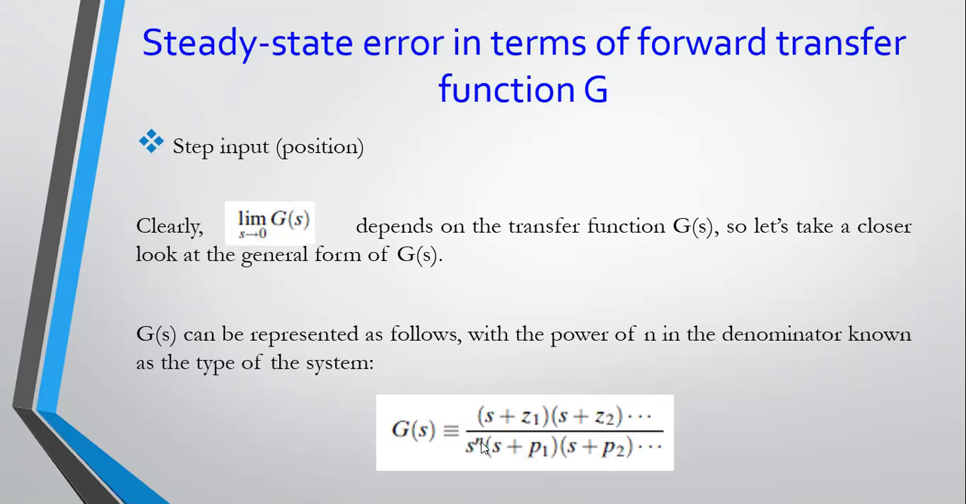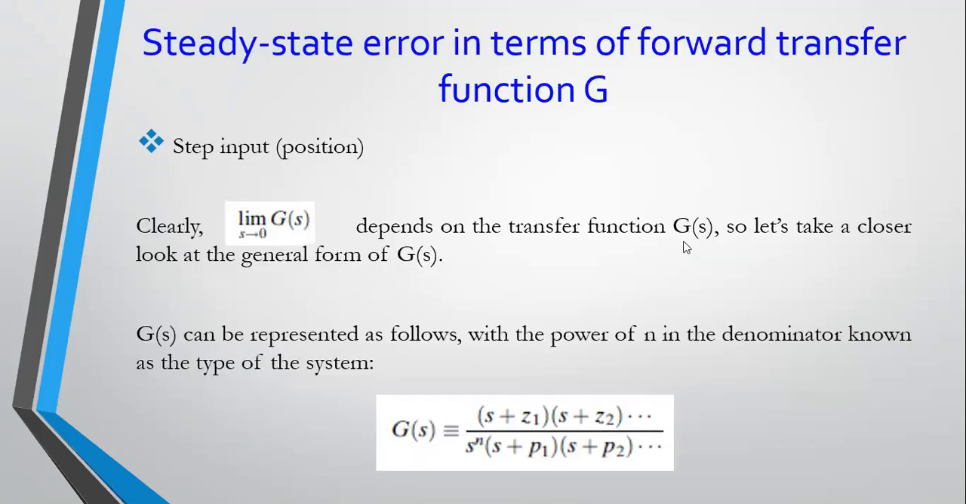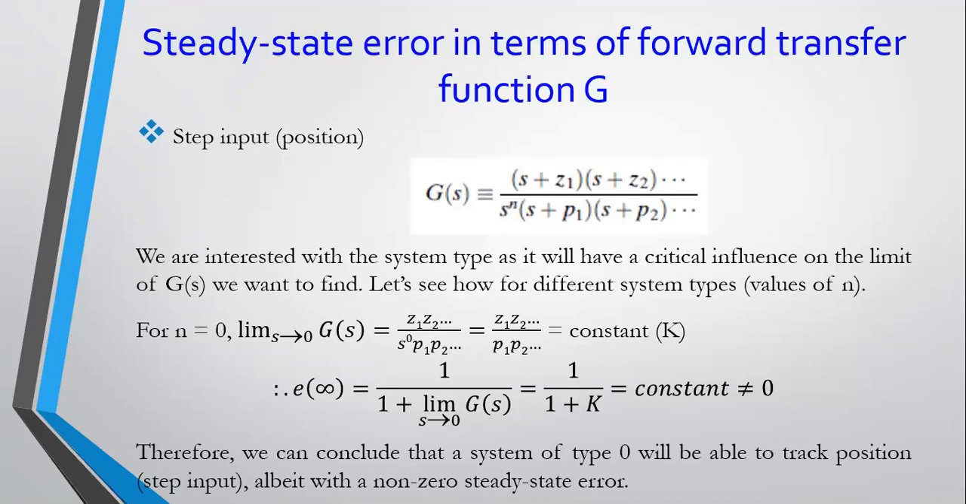So this type of system is a fundamental configuration for your system, which will affect steady state error. Let's see how. Now, just before we go there, it's fundamental for us to see that we're going to apply this equation again, and we're studying this limit part here, and what affects this limit as s tends to 0 of gs is the type of the system, is what we're saying. Okay, so let's consider some cases here. Again, this is your general format here. So we're interested in the system type as it has a critical influence on the limit of gs that we want to find. Let's see what different system types, meaning values of n, imply.